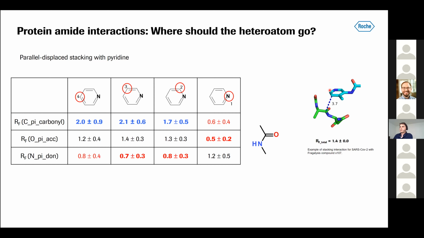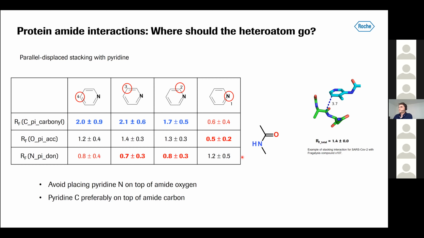And we can now query this with the RF values, and we found that the best atom to put above the amide carbon is any of the pyridine carbon atoms, whereas you want to avoid at all costs having the nitrogen above the carbonyl, as indicated by this low RF value here. And here's an example of such a geometry where you have carbon above carbon, actually in one of the SARS-CoV-2 protease structures from the Fragalysis project.